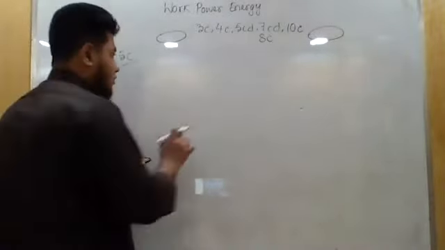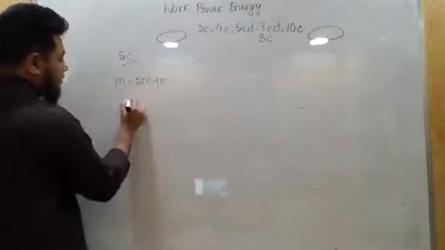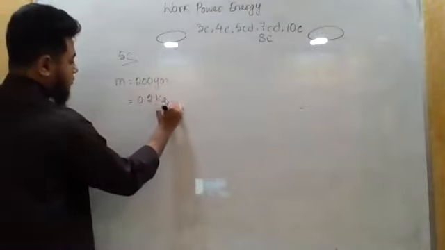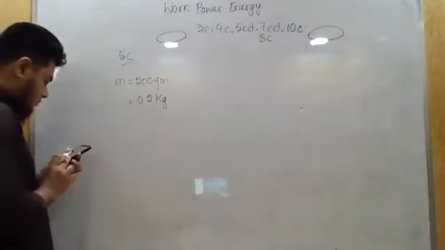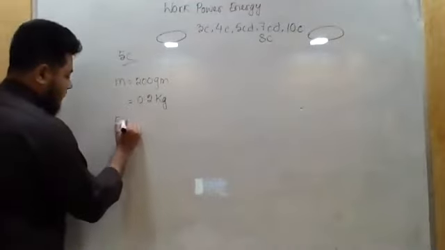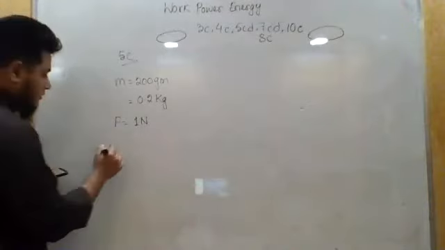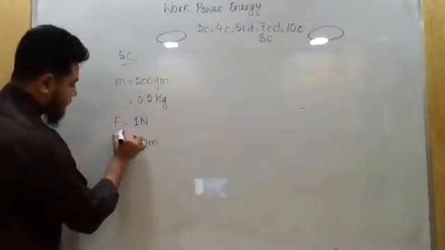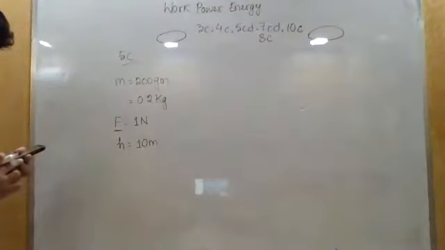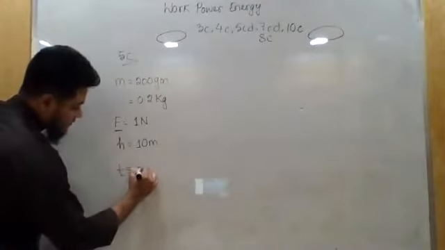Ronnie lifted a flag of mass 200 gram. The mass of the flag is given as 200 gram. We will convert it to kg and it will become 0.2 kg. Then by applying a force of 1 Newton, force is equal to 1 Newton, at a height of 10 meter. We can calculate this one in a much easier way because the force is given. The height is 10 meter, which was tied with a string with the help of a pulley. Now what we need is the time. It only takes 5 seconds to lift it up.